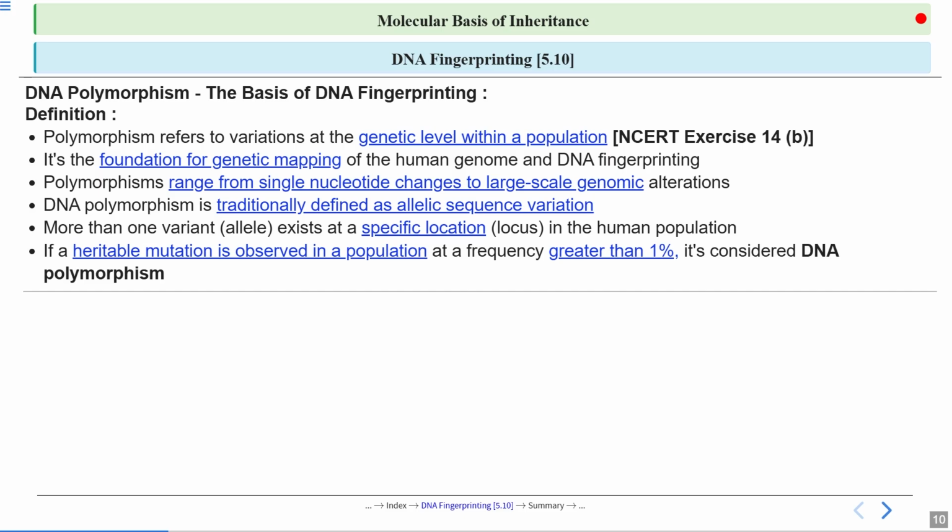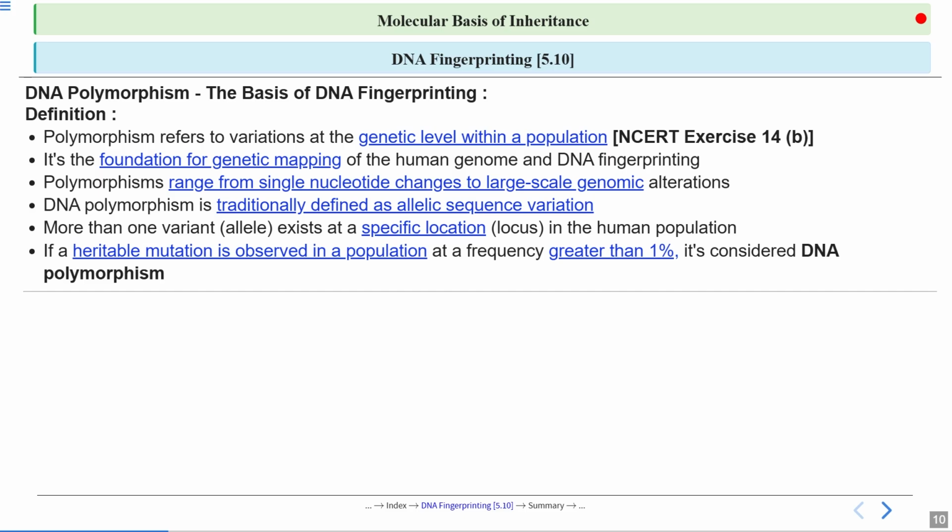So at the same position, at the same locus, for the same gene location, they can have different versions in different people. Okay, because we know that one gene can have multiple forms, alleles, in the population. If a mutation, if this change is passed on and seen in more than 1% of the people, it is called DNA polymorphism.